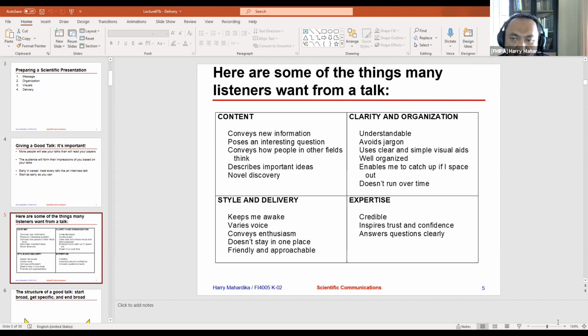Okay, so even though the content is important, it's not the only thing you need to consider to have a good talk, because you also need to practice and be able to give clarity in terms of the presentation organization. And then you need to know what style and type of delivery you need to give in a certain talk. And so by mastering the content, clarity, and style, you are basically taking steps to become an expert in your field. Okay.